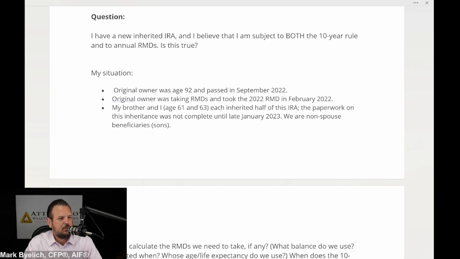The original owner was 92 and passed in September 22. The original owner was taking RMDs and took the 2022 RMD in February of 2022. My brother and I, age 61 and 63, each inherited half of this IRA. The paperwork on this inheritance was not complete until late January 2023. We are non-spouse beneficiaries, sons of the decedent.